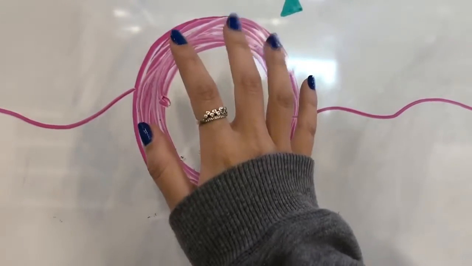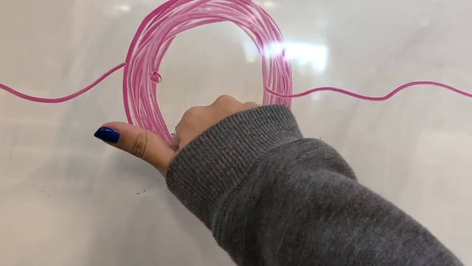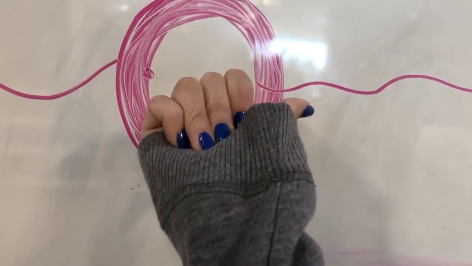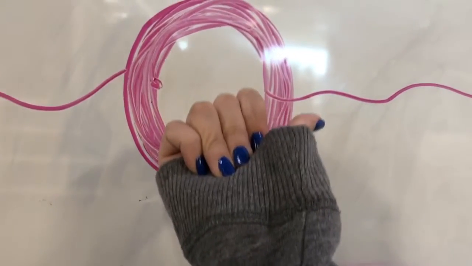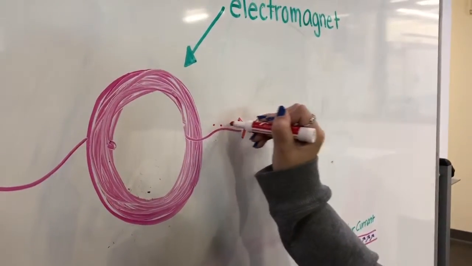In order to find the direction of this magnetic field, you can use the right-hand rule. The right-hand rule allows you to use the direction of current, represented by the thumb on your right hand, to find the direction of magnetic field.